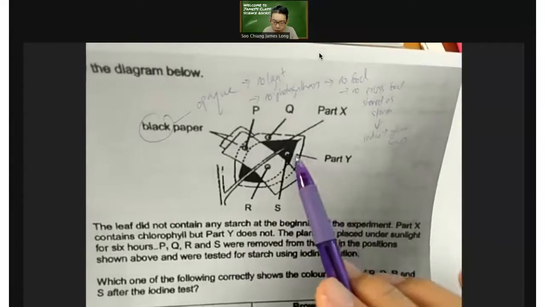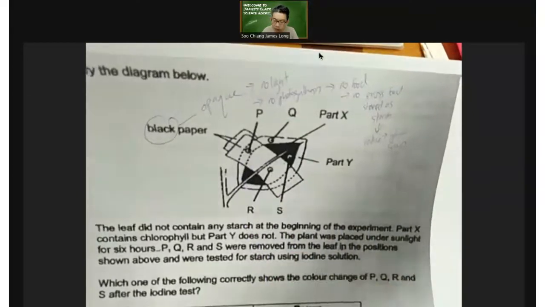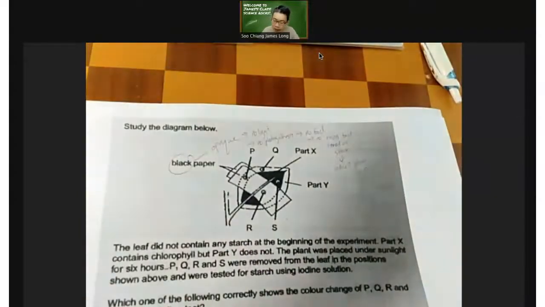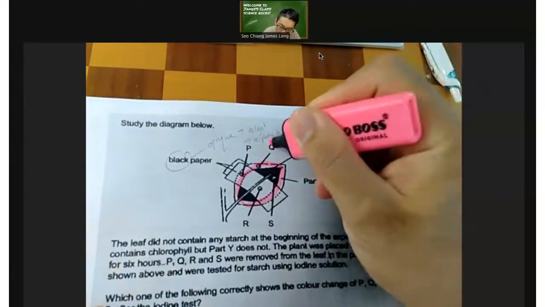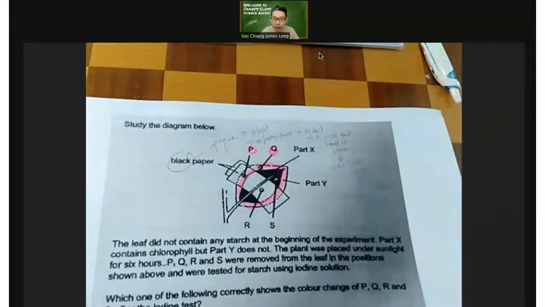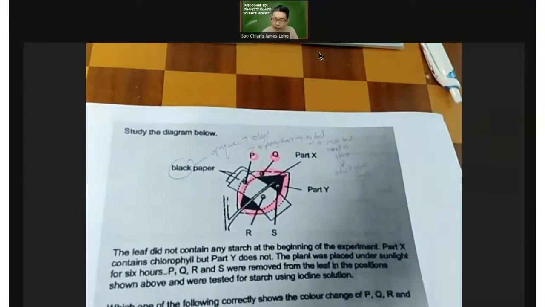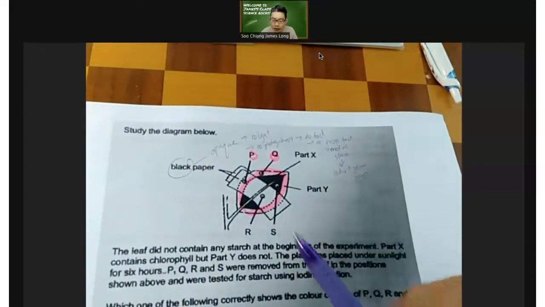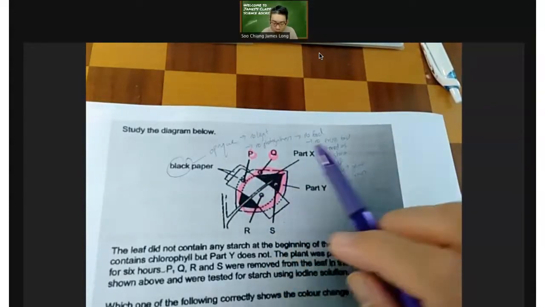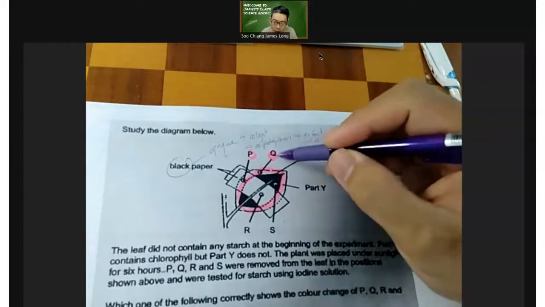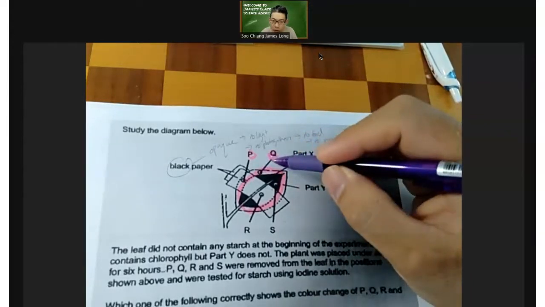So I know part Y. You will notice, which parts are in part Y? I'll notice that Q and P are both in part Y. So I don't expect any food to be present there, whether they are under the dark paper or not under the dark paper.